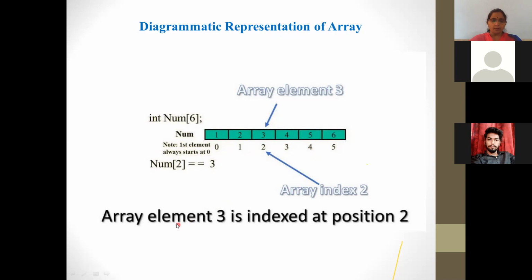Okay. Array element 3 is indexed at position 2. This array element 3, what is the position of array element 3? That is 2, because the index is 2 and therefore the position is 2.